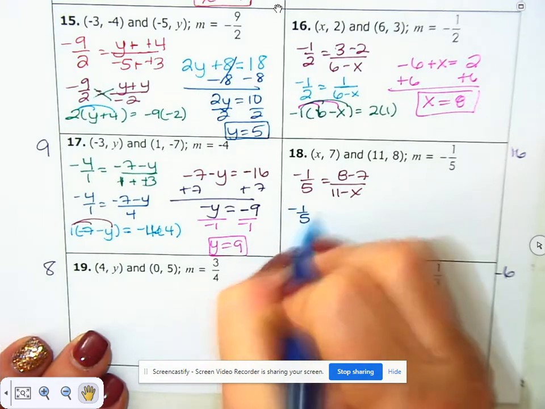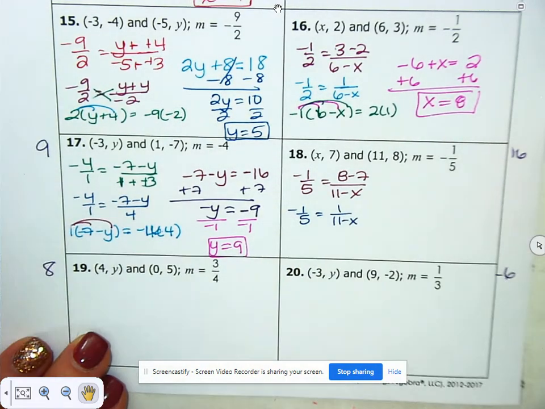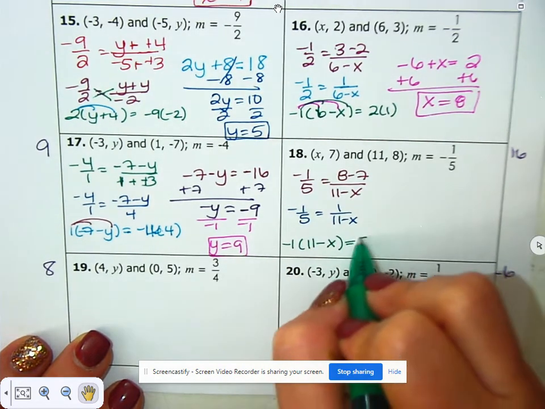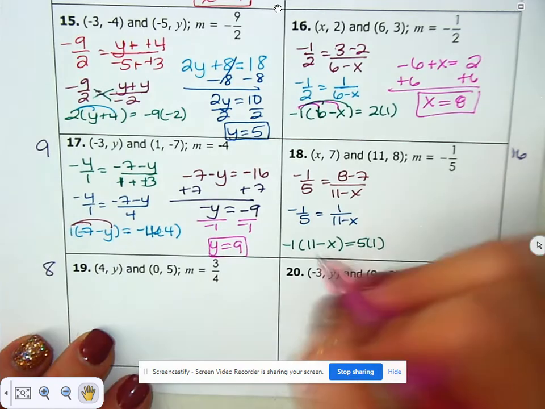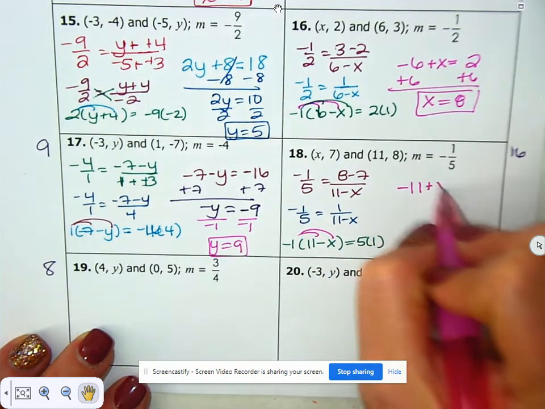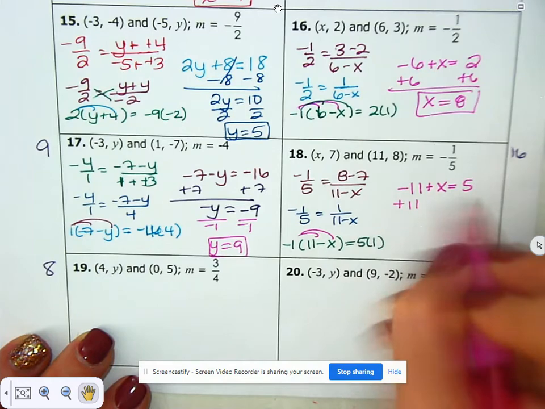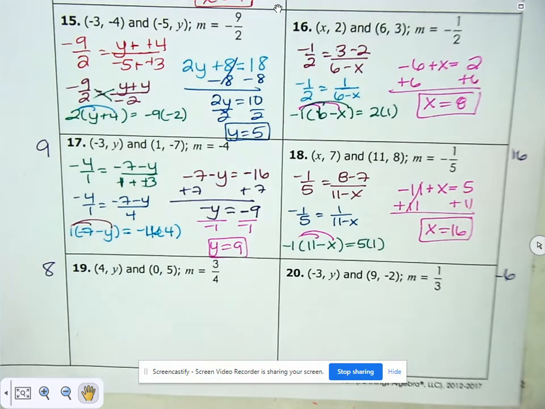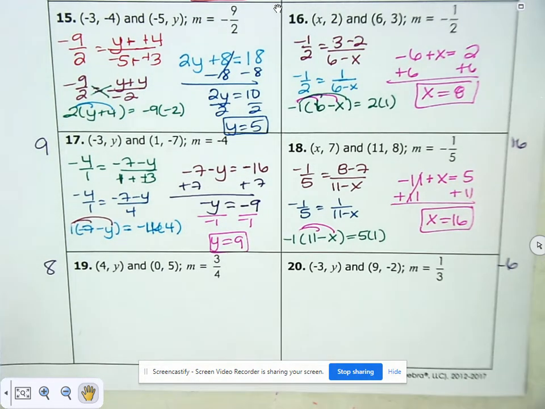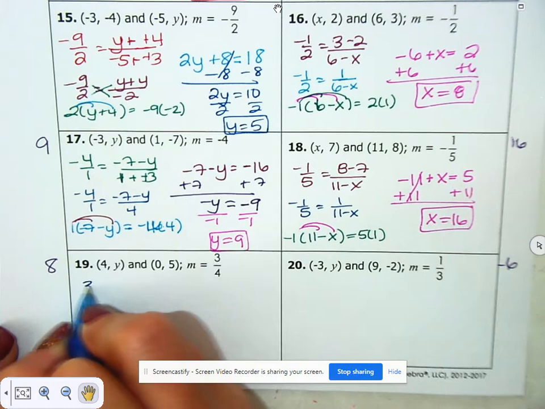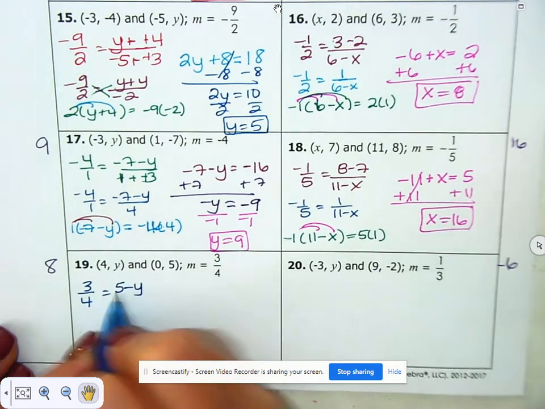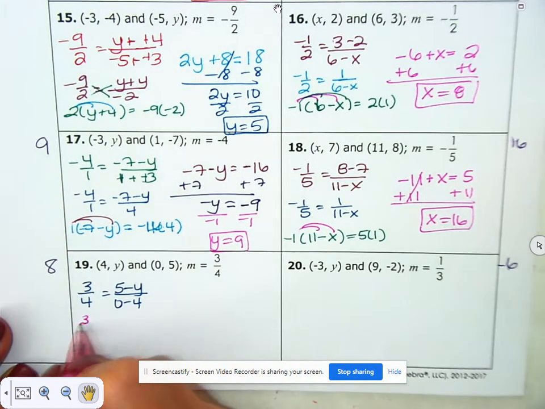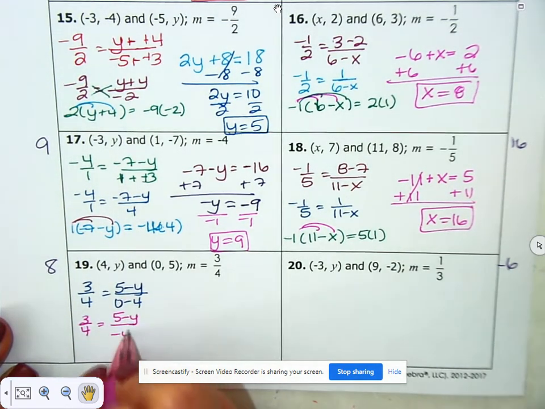Okay. So we're going to do the same thing over here. This one's not going to happen because I've got a negative 1 that's going to go to that negative x, which is going to make it a little bit easier when I distribute. That's a negative 11 plus x equals 5. So when I add my 11, that's where I got the 16 that I told you was the answer. You can stop this video if you want to work on these on your own and then come back to me working it out, whatever is easier for you.